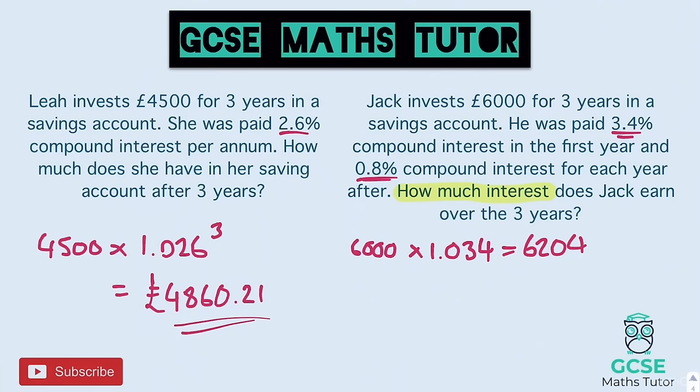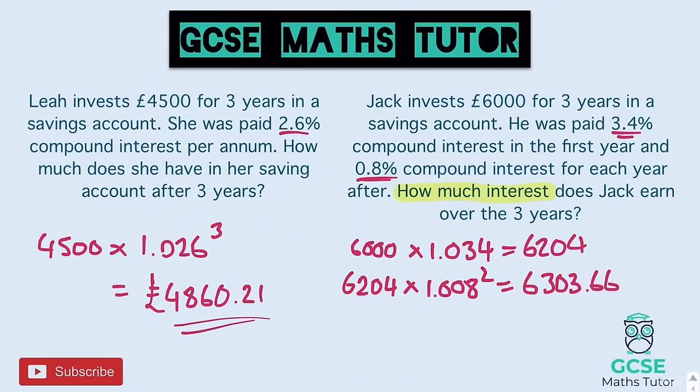In the second year then, we're starting off with 6,204, and we're going to multiply that by 1.008 for the 0.8%, and that's for another 2 years, so we'll put a power of 2 with that, and let's work that out. So times 1.008 to the power of 2, and that equals £6,303.66. There we go, and that's how much he has in his bank at the end of the 3 years.